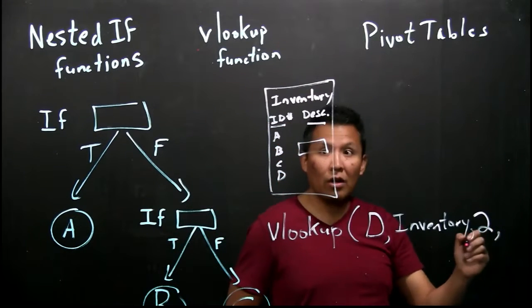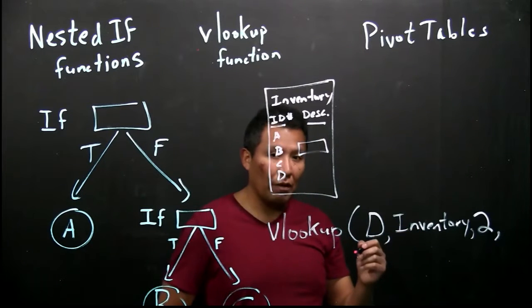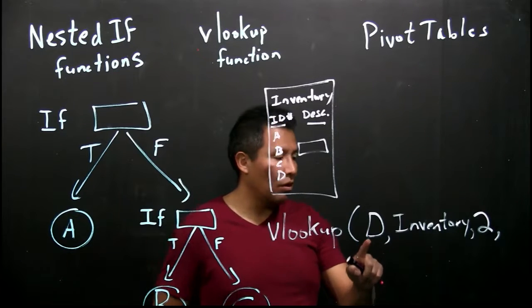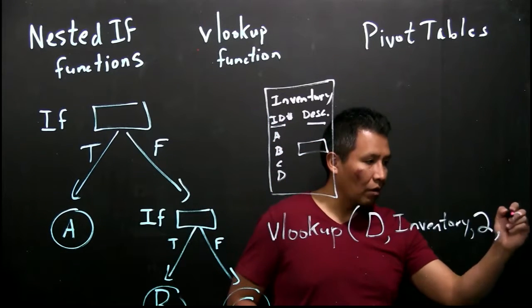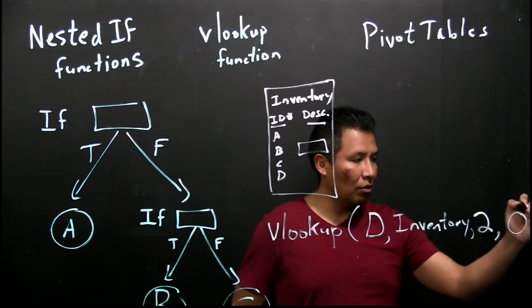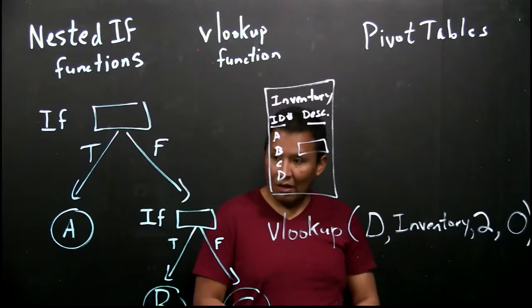And the fourth parameter was whether or not you wanted an exact lookup or a range lookup. Since we want to match the exact ID number, we're going to use 0, which means we want an exact lookup. And those are your 4 parameters for the vlookup function.